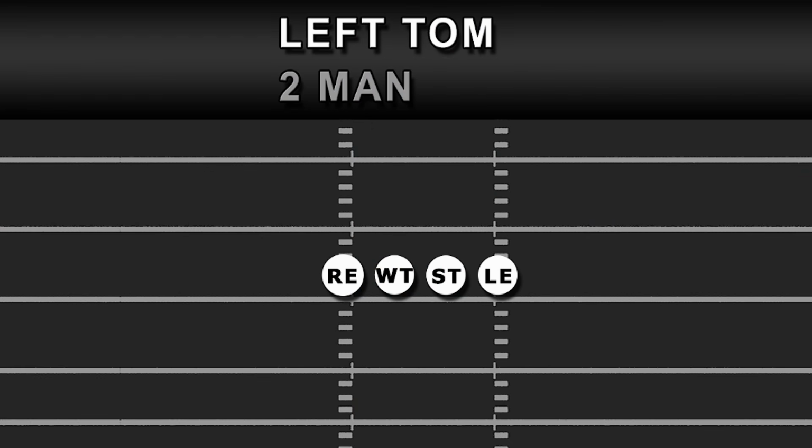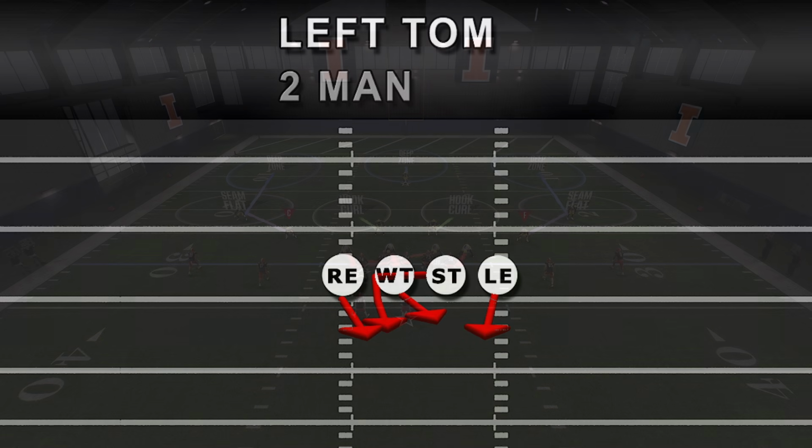The left tom two-man has the weak side defensive tackle going first to the inside, and then the strong side defensive tackle will loop around before going through the B gap to attack the quarterback. The two defensive ends slant slightly inwards as they head towards the quarterback.